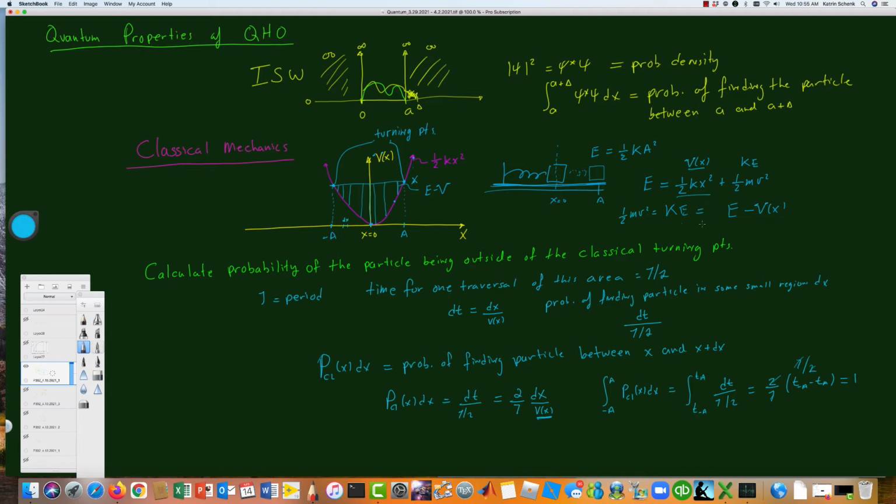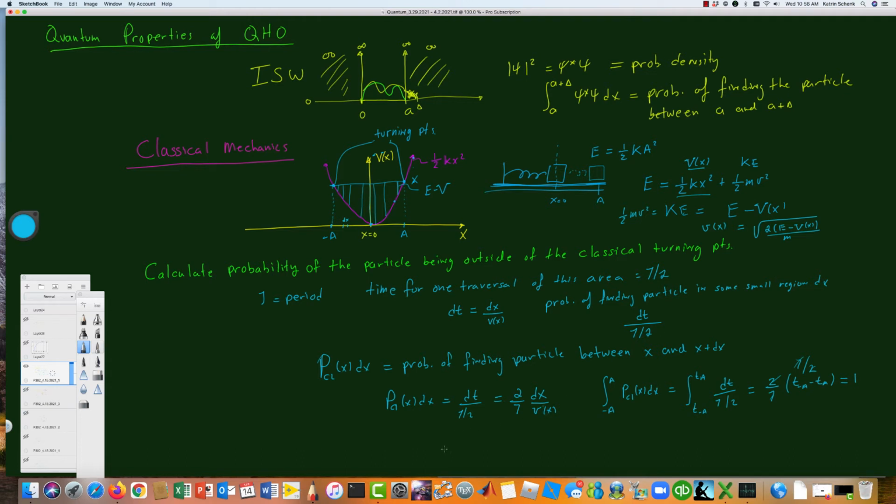So what do I get? I get v of x, let me erase that because it really looks like my other v and it's annoying me. So v of x is going to be equal to, we're going to multiply by 2, divide by m, and take the square root. So we get 2 times E minus the potential energy function over m, all under the square root. Okay, so that's great. So I'm going to put that in here.